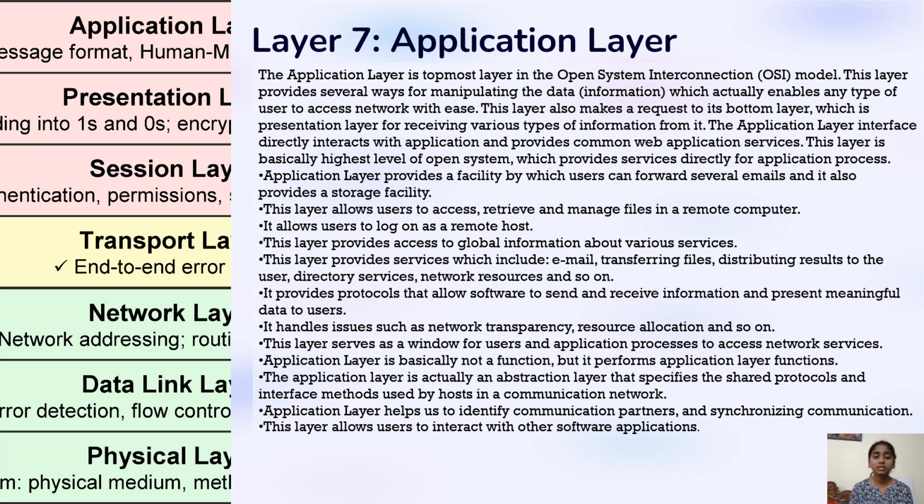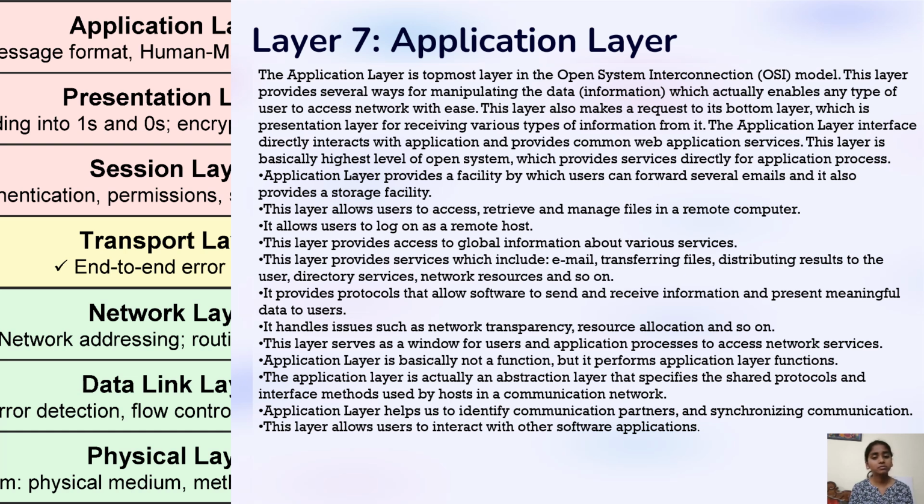This layer is basically the highest level of the open system, which provides services directly for the application process. The application layer provides a facility by which a user can forward several mails, and it also provides a storage facility. This layer allows a user to access and retrieve the managed files in a remote computer. It allows a user to log on as a remote host. This layer provides access to global information about various services.